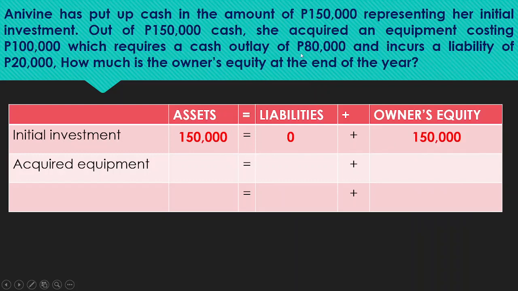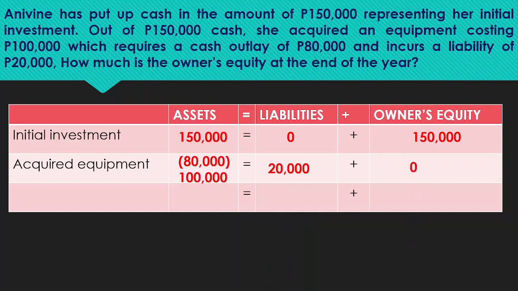Now let's proceed to the next scenario, wherein Anivine acquired an equipment. How much? 100,000, and it had a down payment of 80,000. So the scenario would be like this one. So equipment of 100 less the down payment. The question would be, what will happen to this side? What is the effect to the other accounting element? Is there any effect to the liability? Did you answer right? Yes? You're correct. Yes, there is an increase in the liability column by how much? That is 20,000, the balance. So that's it. How about our owner's equity? The answer is no effect.